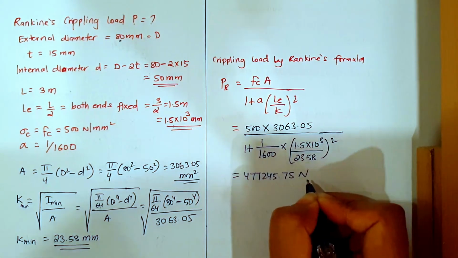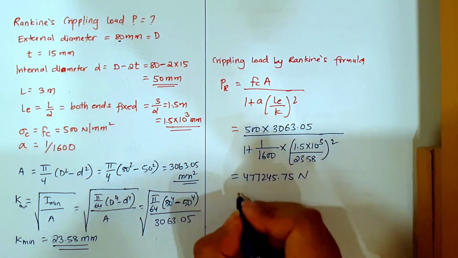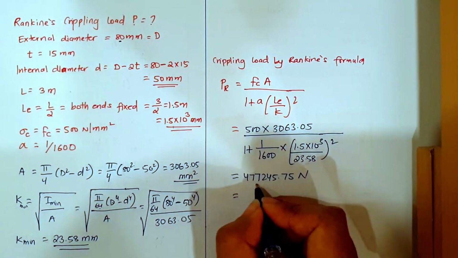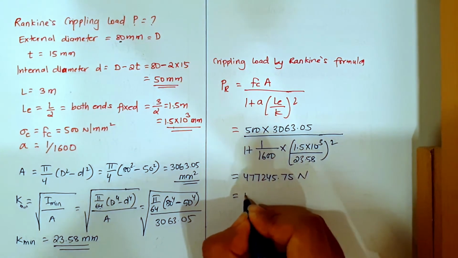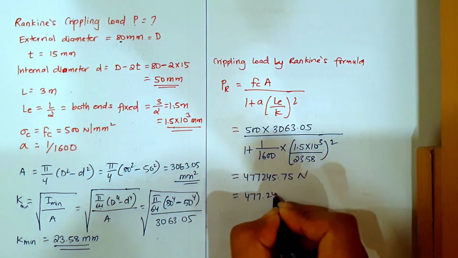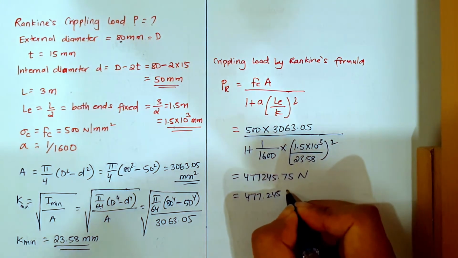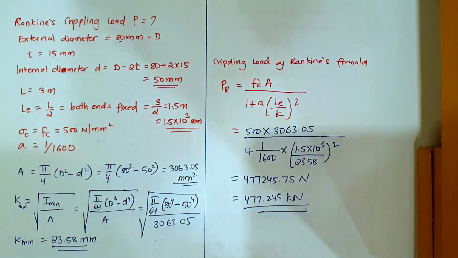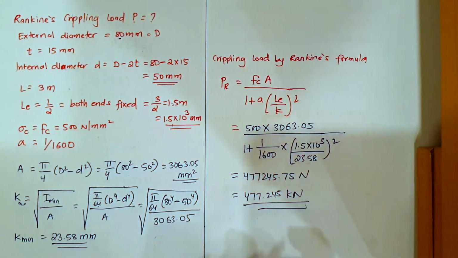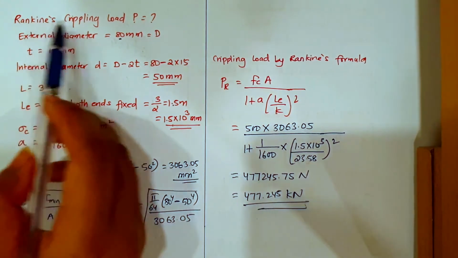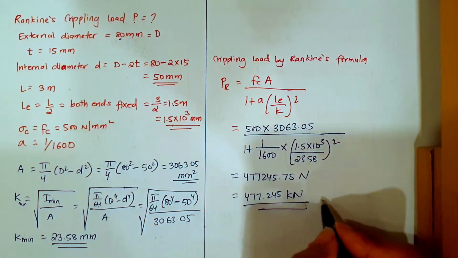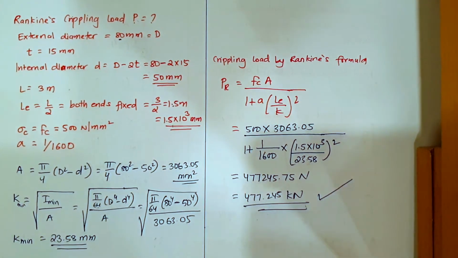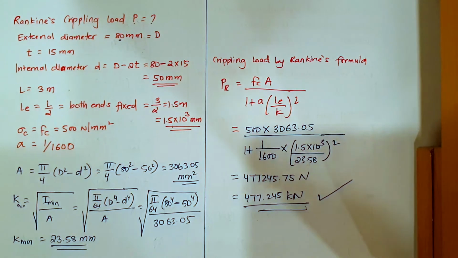Okay, so from here we get the value of PR will come equal to 477,245.75 Newton. Now if you convert this to kilonewton, you have to divide by 1000, which will be equal to 477.245 kilonewton. So this is the Rankine's crippling load. Okay, so we found it. This is the end of this numerical. So I hope this numerical is clear also.